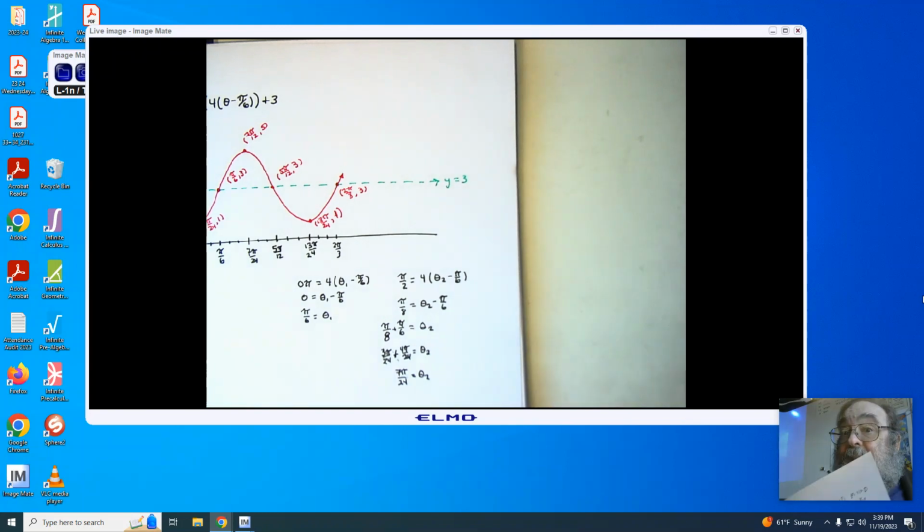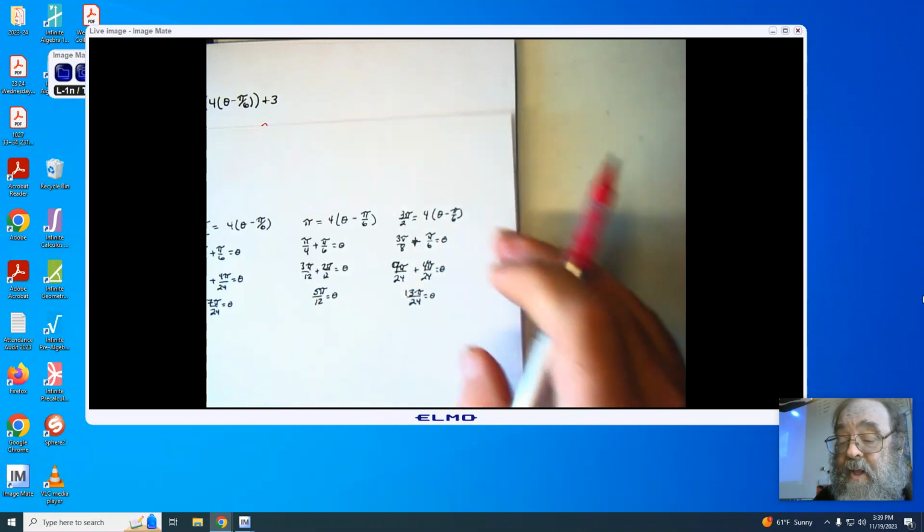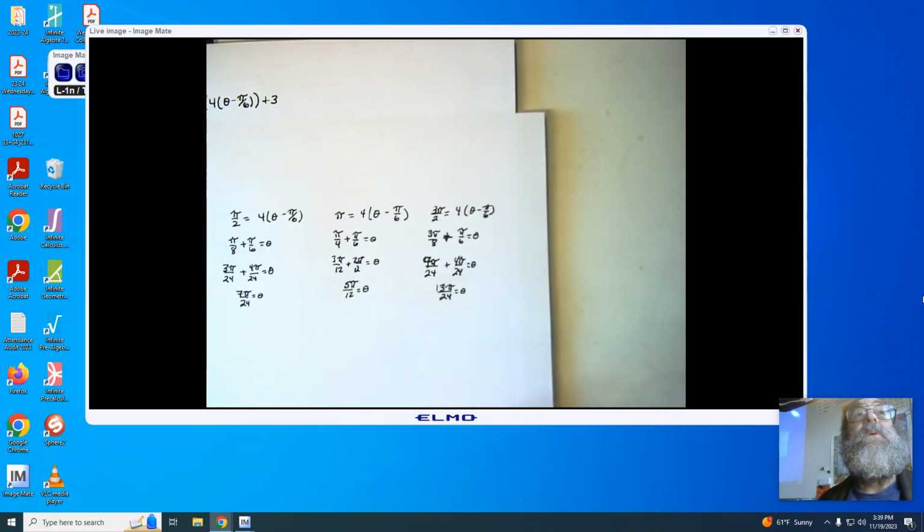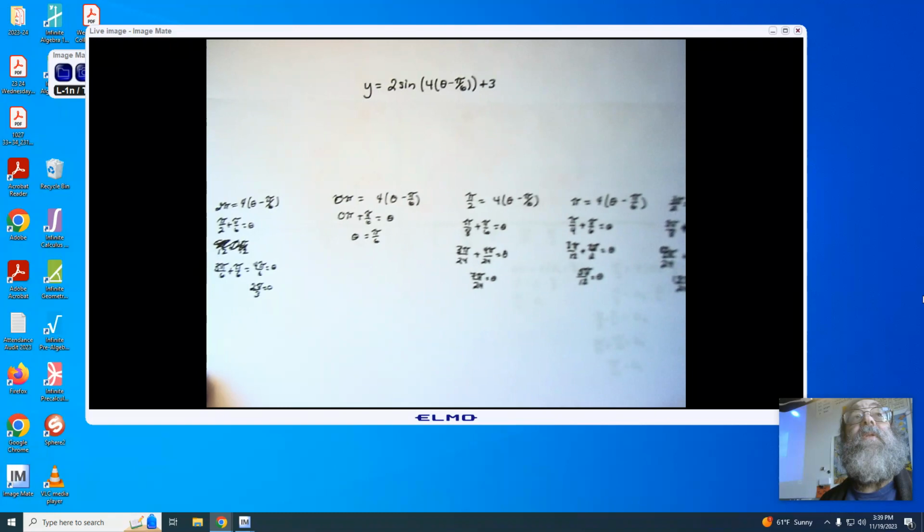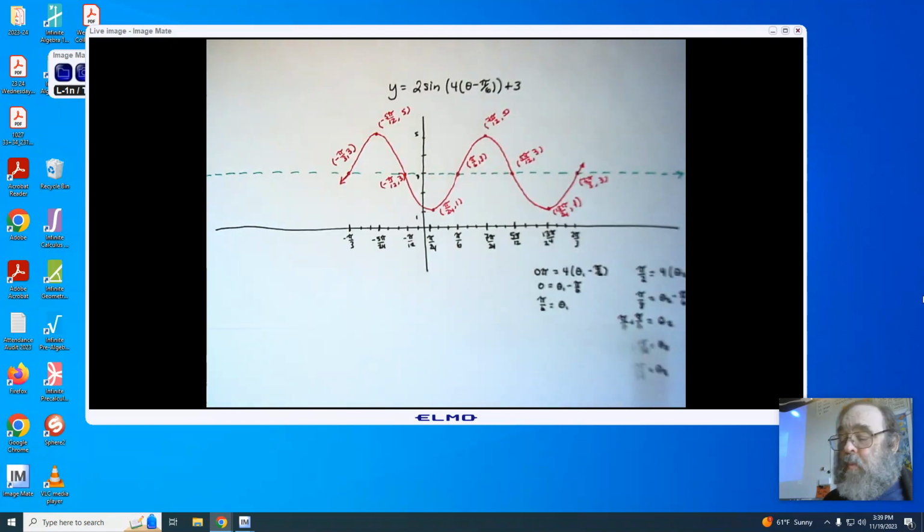Or set each of our ordinate values 0, pi over 2, pi, 3 pi over 2, and 2 pi equal to the 4 times theta minus pi over 6, and simply find all of the values, which you then put on your graph. That's the process. It is tedious, it is time consuming, and it does require you to think as you do them. I hope this has helped.